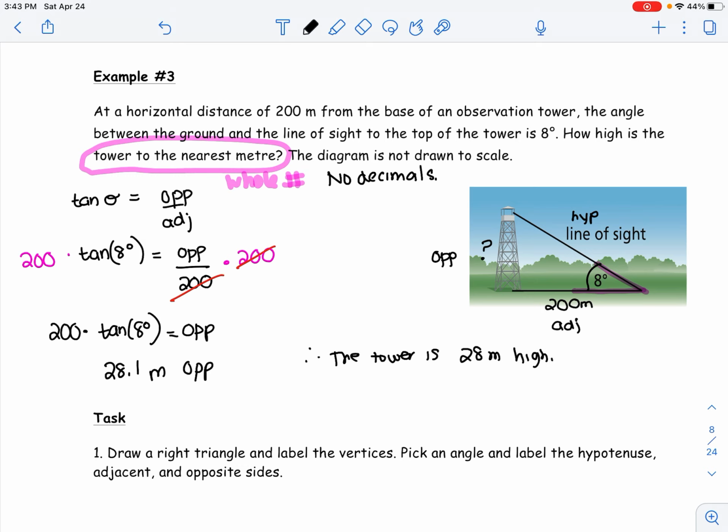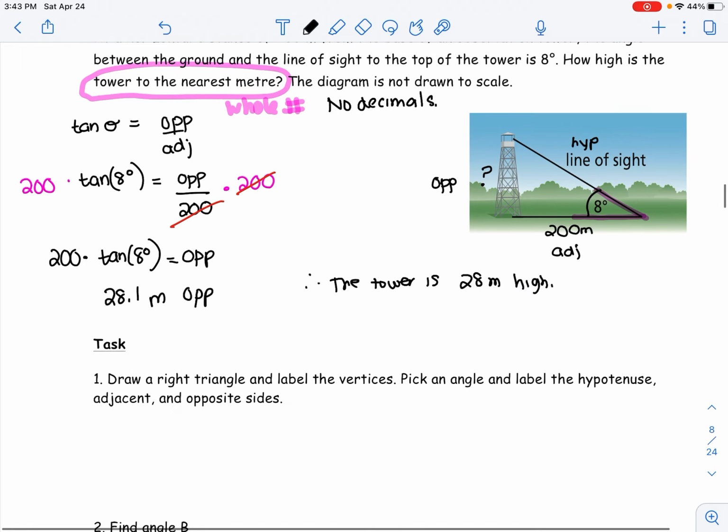Tall or high. Okay, so that's rounded to the nearest meter. We have everything properly done, labeled. We showed all our work, so that's our final answer. Okay, so watch your rounding, guys. Very important to watch your rounding and make sure that you show your steps.